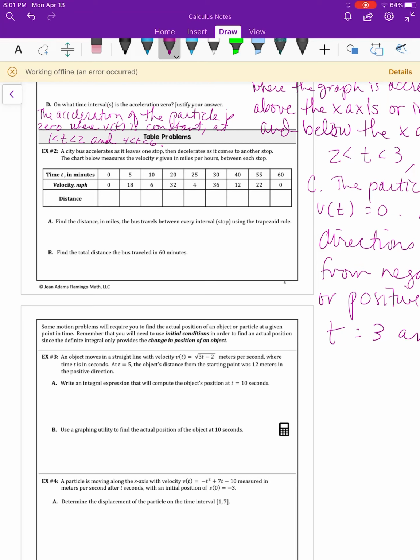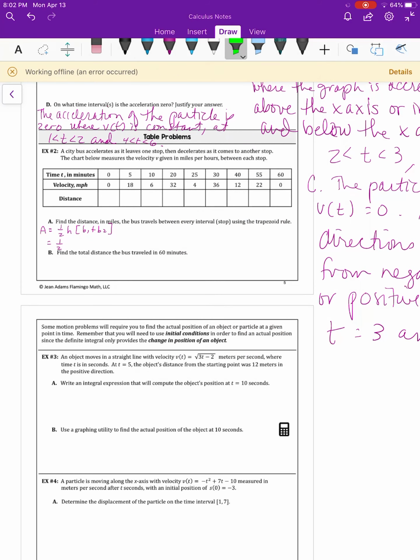Okay, example number 2. A city bus accelerates as it leaves one stop, then decelerates as it comes to another stop. The chart below measures the velocity v given in miles per hour between each stop. Find the distance in miles the bus travels between every interval using the trapezoid rule. Okay, so what I did for part A is I reminded myself what the trapezoidal rule was: 1/2 the height times base 1 plus base 2.